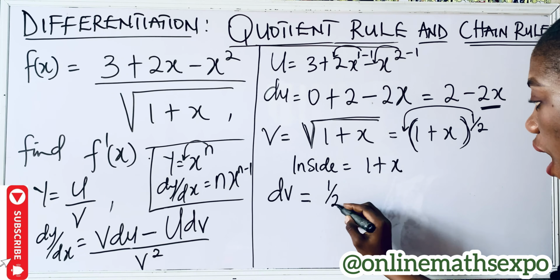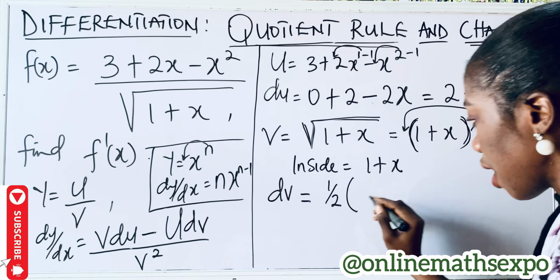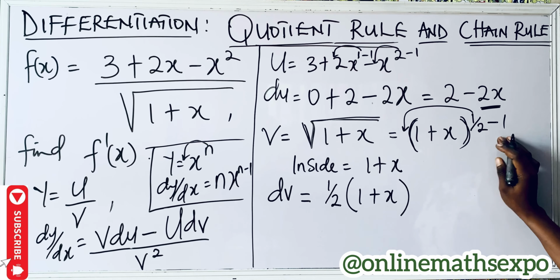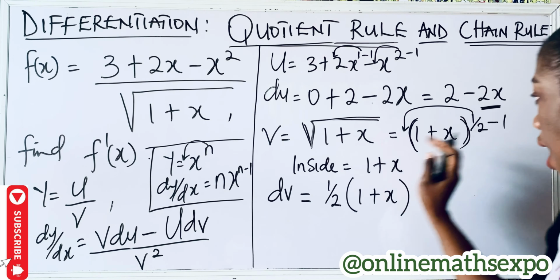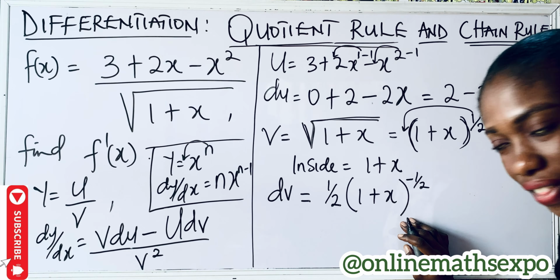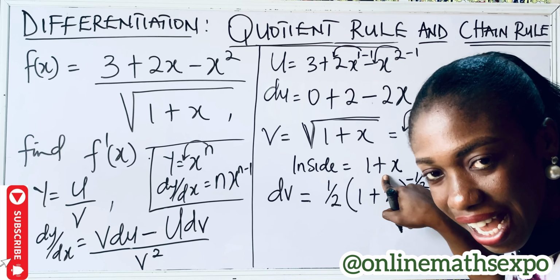So we have half bracket, return this, don't touch it, okay? So we have 1 plus x. Then take 1 from the power using the power rule. Half minus 1 will give us negative half. I hope you are there. Now, multiply by the differentiation of the inside.